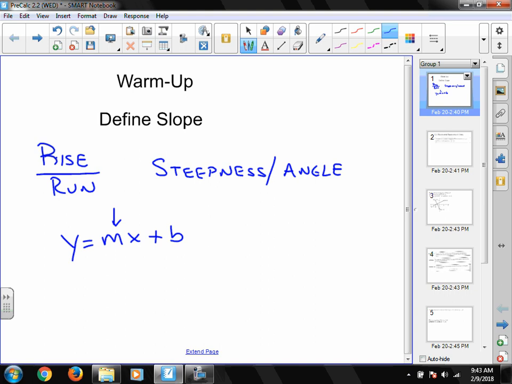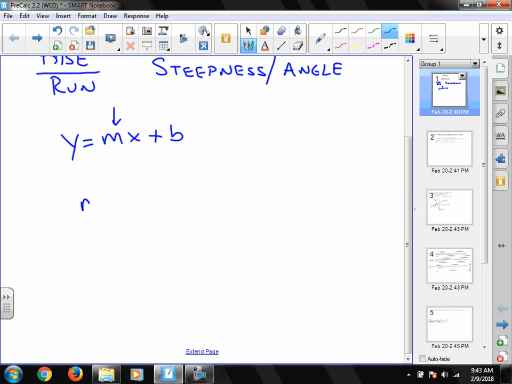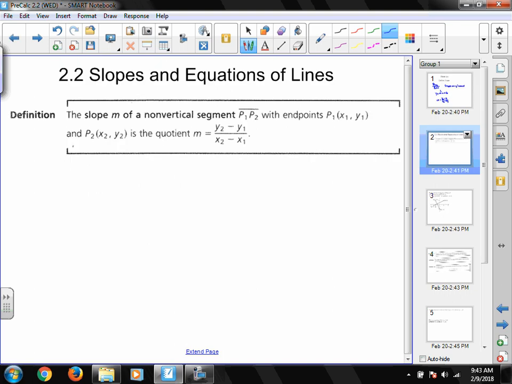And hopefully you guys remember from algebra 1 and algebra 2 your slope equation: y sub 2 minus y sub 1 over x sub 2 minus x sub 1. This should be something that you guys remember. You work with it quite a bit in algebra 1 and you use it a lot in algebra 2 as well. So it's one of the big concepts of algebra that you're going to need to remember. So today we're going to go over 2.2, slopes and equations of lines. That's why I wanted to get you guys thinking about slope here.